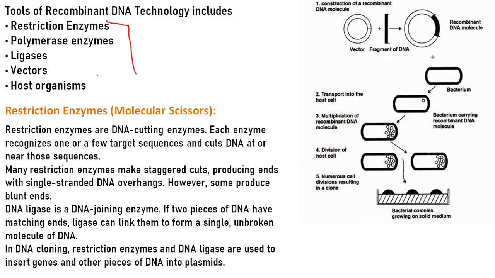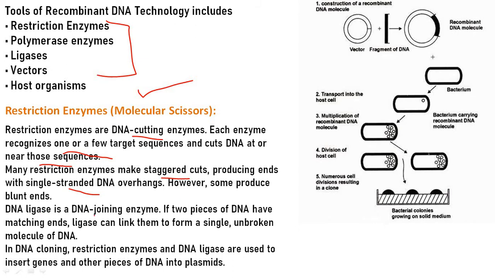The tools, as I said, are written here again, and hence I was saying that restriction enzymes are also known as molecular scissors. The restriction enzymes are the DNA cutting enzymes. Each enzyme recognizes one or a few target sequences and cuts DNA at or near those sequences. Many restriction enzymes make staggered cuts, producing ends with single-stranded DNA overhangs. However, some produce blunt ends.